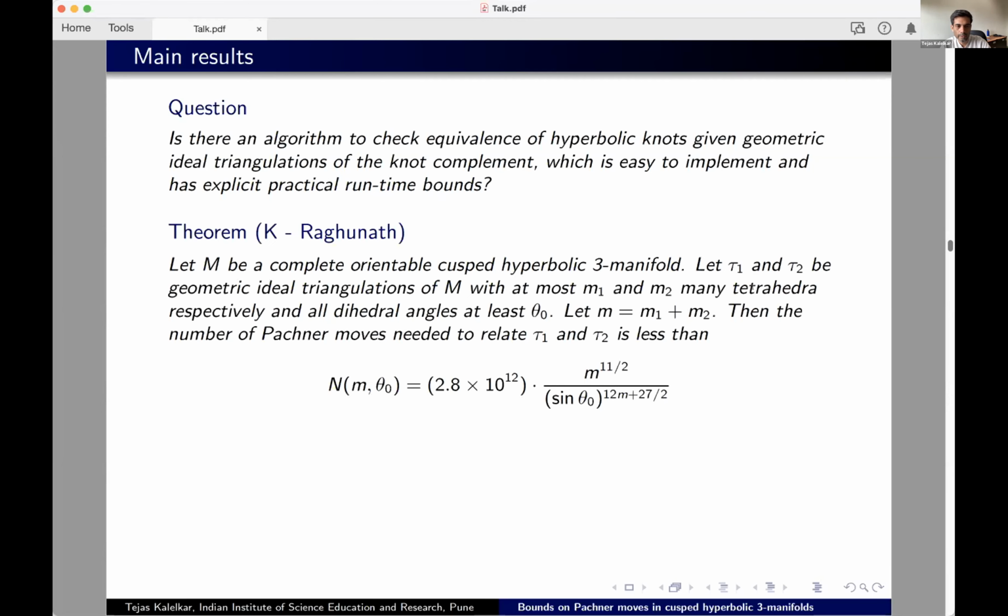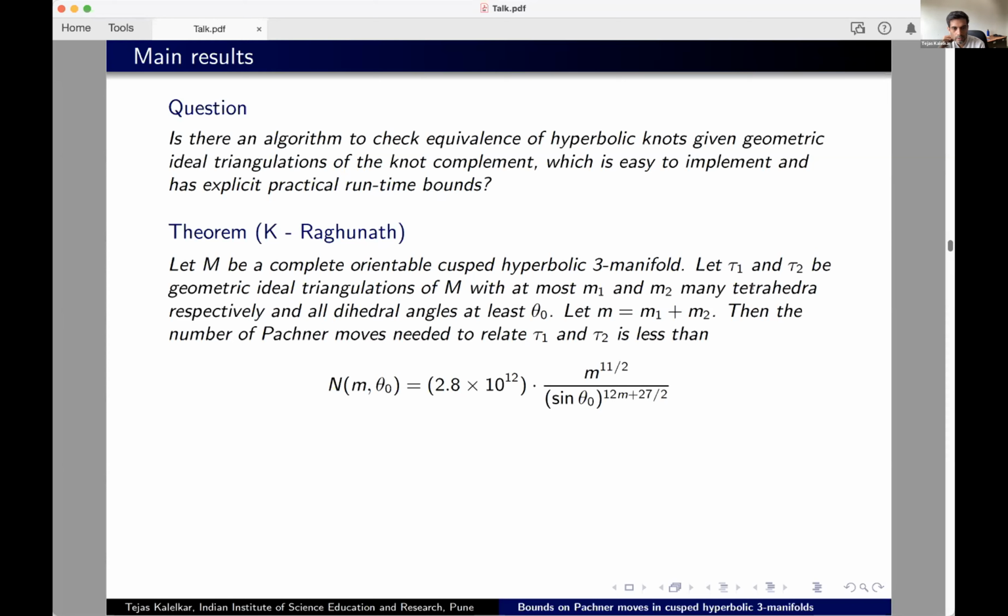Let M be a complete oriented cusped hyperbolic three-dimensional manifold. Let tau1 and tau2 be geometric ideal triangulations of M with at most m1 and m2 many tetrahedra, and all the dihedral angles are at least theta naught. Let m equal m1 plus m2. Then the number of Pachner moves needed to relate tau1 and tau2 is bounded by this number N, which is a function of m and theta naught. And the number N is some constant times m raised to 11/2 divided by sine theta naught raised to (12m plus 27)/2.